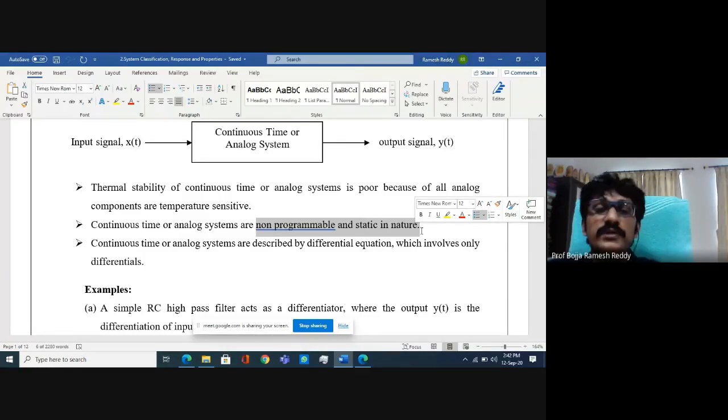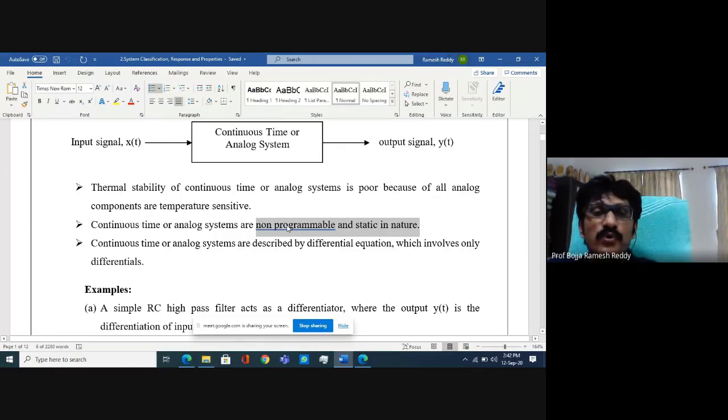Automatically, all the components must be changed. We need to purchase different components, not the same components. That's why that is a static type of system. A continuous system or analog system is static, not dynamic, and also non-programmable. If it is programmable, by changing a simple parameter, a simple logic, we can get the design of some other thing. That is not possible in the case of a continuous time domain system. That is possible only for digital systems.